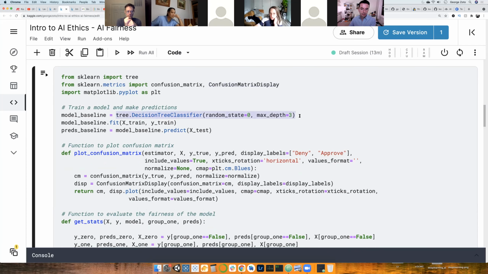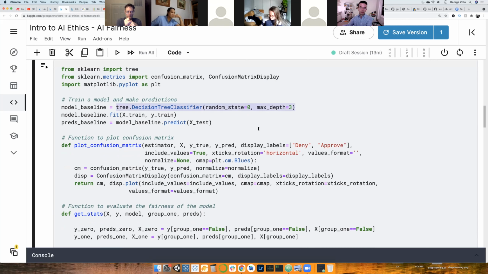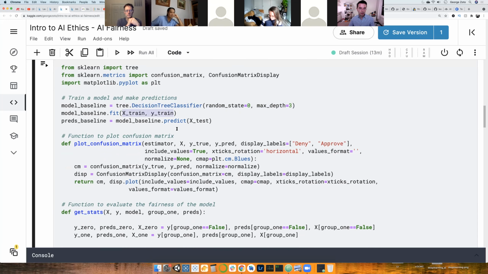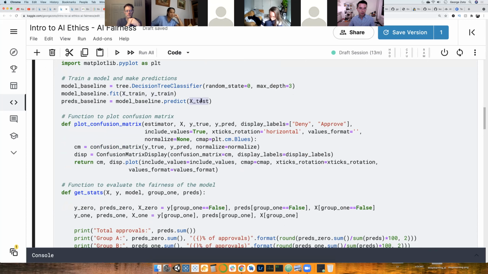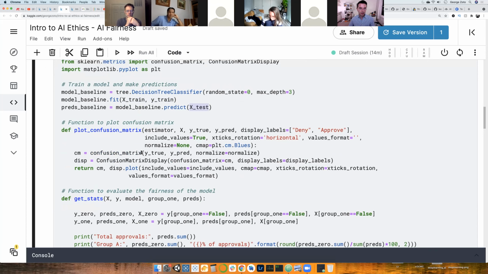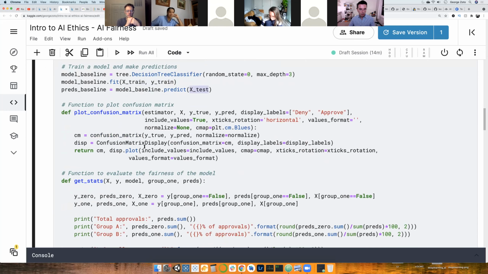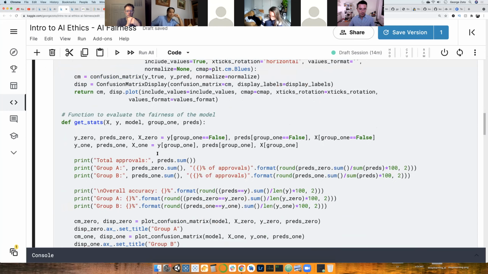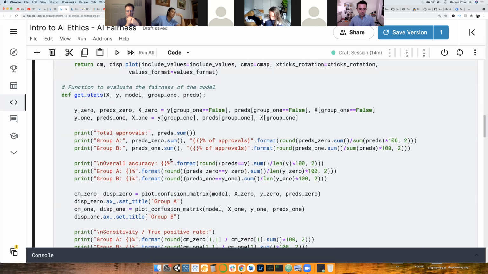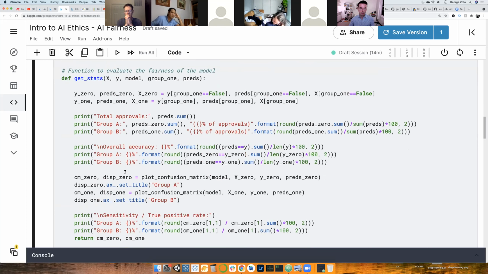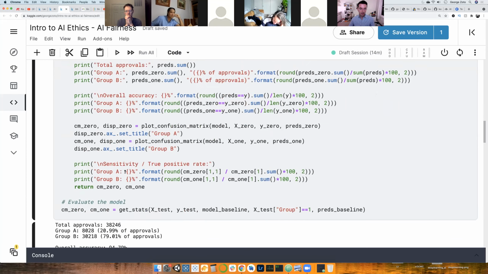So we are looking at a decision tree of maximum depth 3. We want to make sure we avoid overfitting, so we want to stop the depth at a given level. We'll fit our training X and Y data sets here, and also the prediction on our test data set. This is just some code to plot the confusion matrix and plot some interesting stats in terms of how many applicants were totally approved, what is the overall accuracy, and so forth.